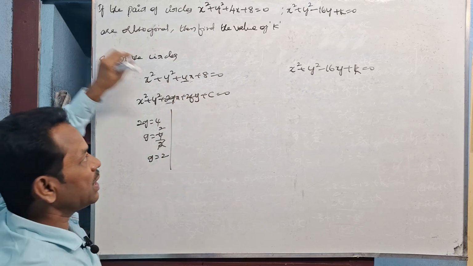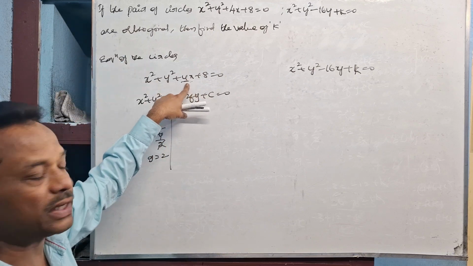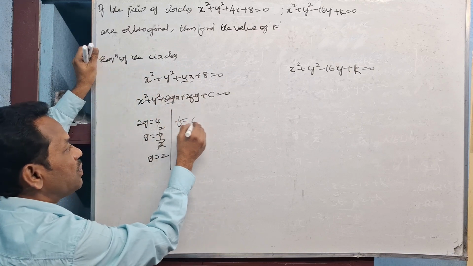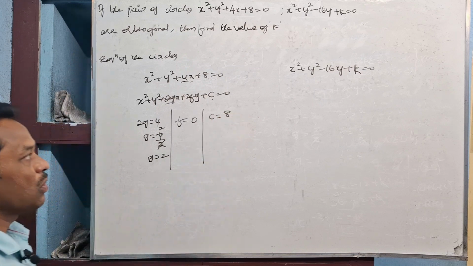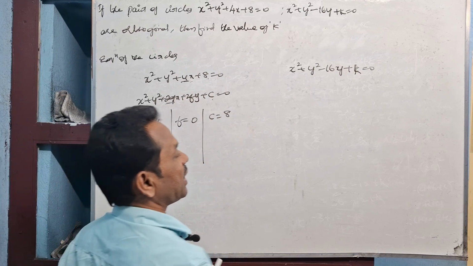Now there is no y term here. Look at this equation, there is no y term. So my f will be 0. Now the value of c is here, the constant 8. Okay, now let's go for the second equation.